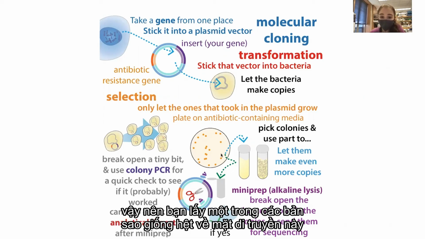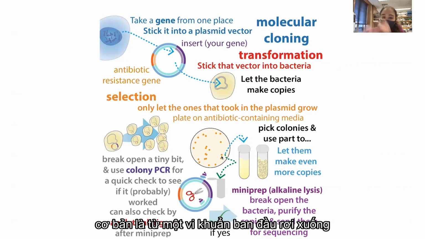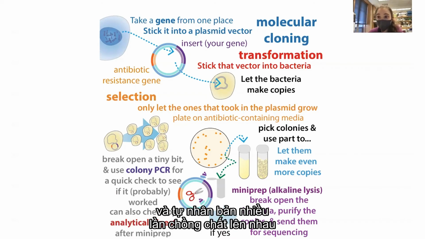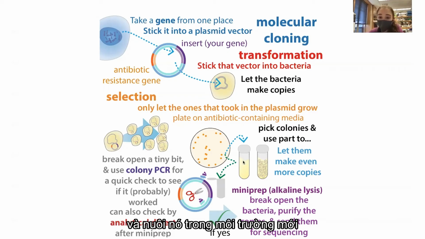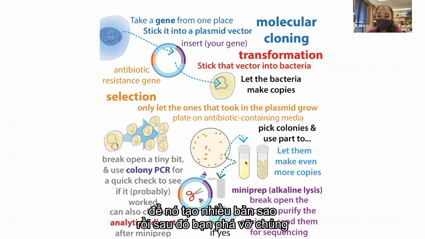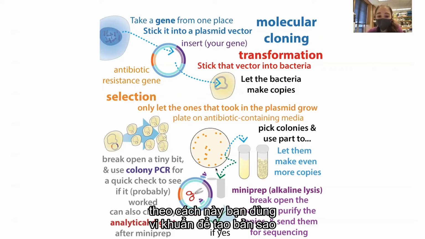And so you take one of these genetically identical clones, which have genetically identical bacteria in them, basically one bacterium that plopped down and made lots of copies of itself on top of itself. So you take one of these colonies and then you grow it up in some more media overnight, let it make lots of copies, and then you break open those cells and purify out the DNA using a mini prep kit. And so this way you're using the bacteria to make the copies.